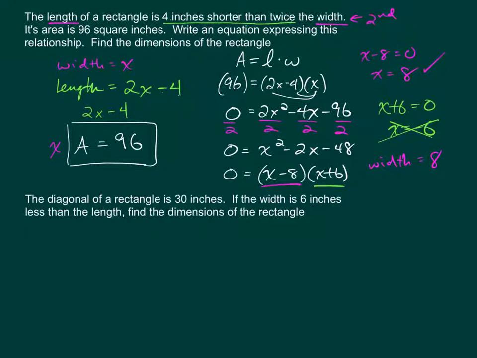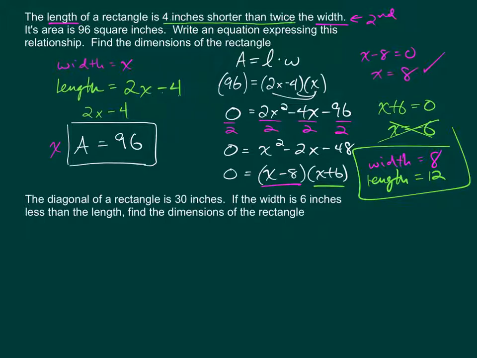But to find out what the length is, I also need to substitute this 8 back over here for this x. So it'll be 2 times 8 is 16. 16 minus 4 is 12. So my length is 12. And there are the answers for the dimensions of the rectangle.